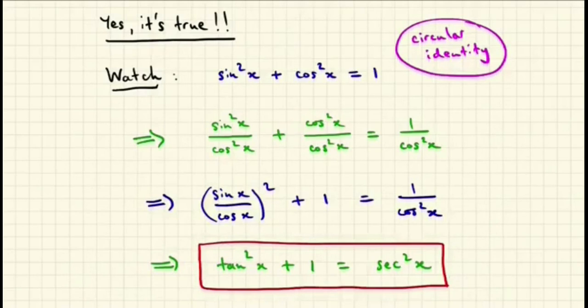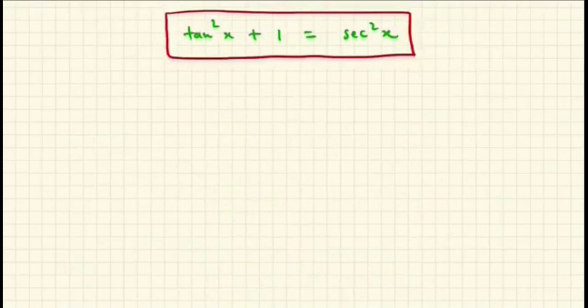Since tan x equals sine x over cos x, and from the last time, sec x is the new name for 1 over cos x. So we have this very nice trig identity, closely related to the circle identity, which says tan squared x plus 1 equals sec squared x.